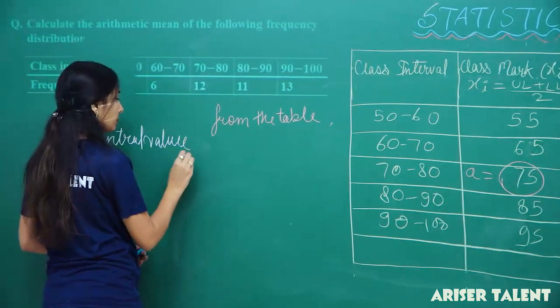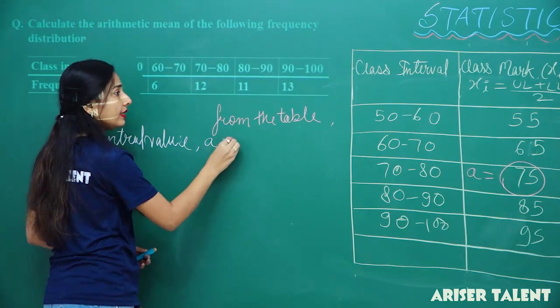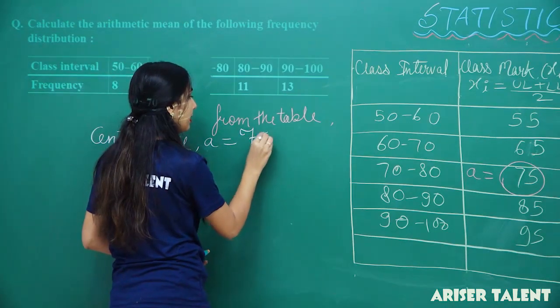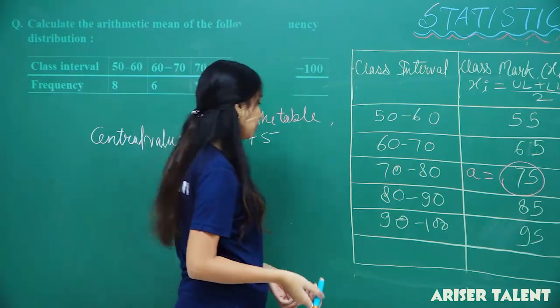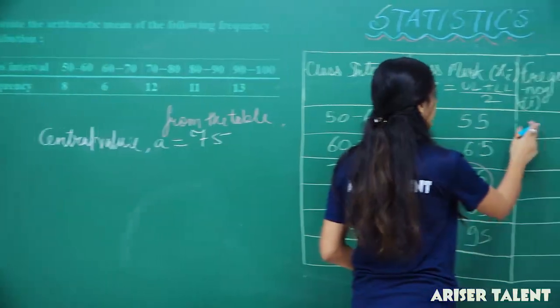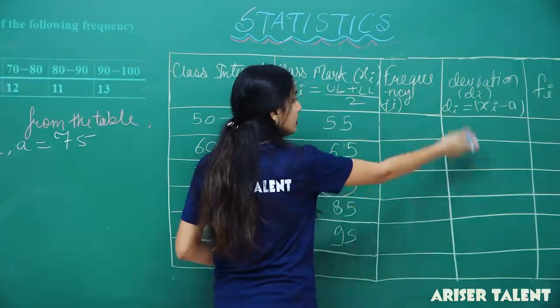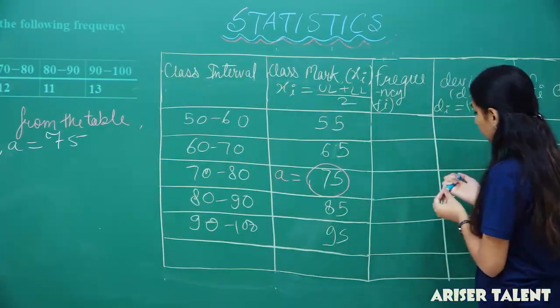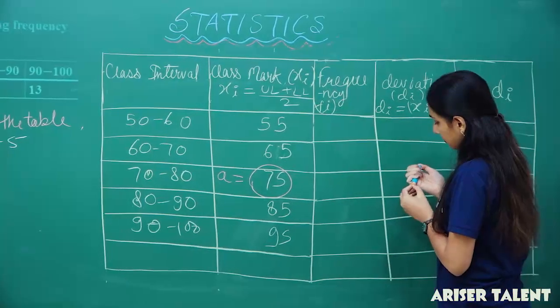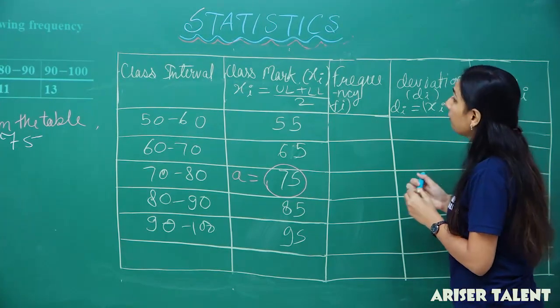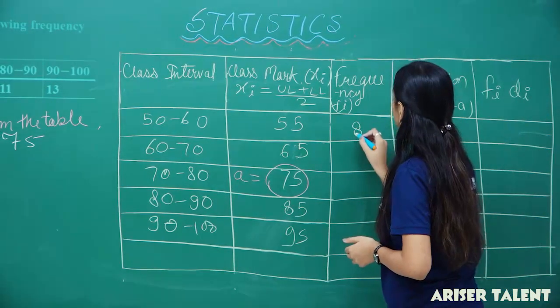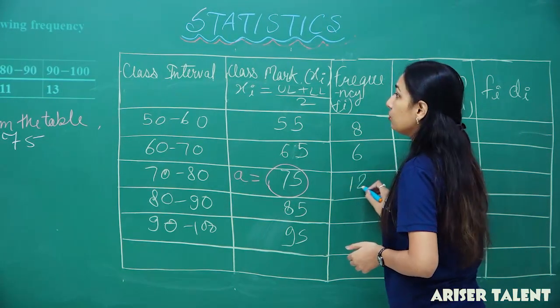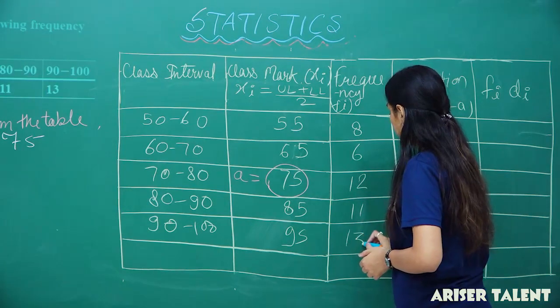Central value A is equal to 75. If the value of A is equal to 75, that means we have to solve this with the help of 75. Now, the frequencies are what we have been given: 8, 6, 12, 11 and 13.